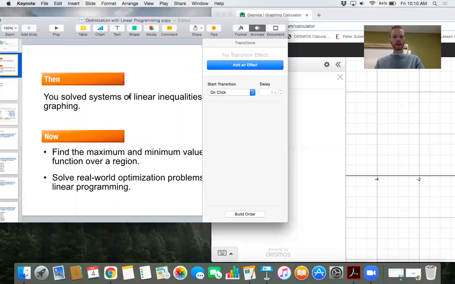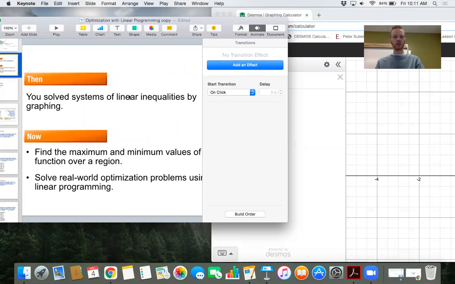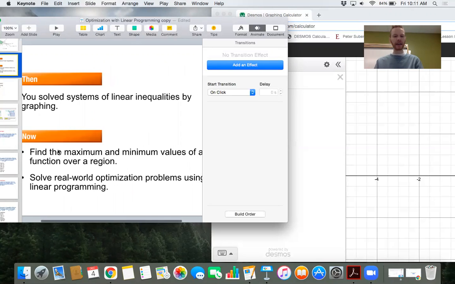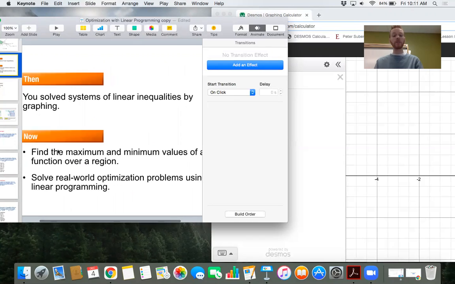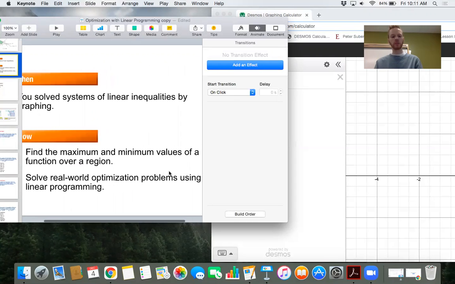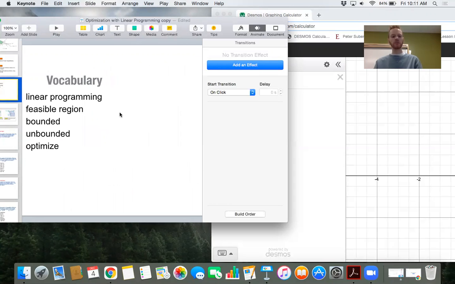So here we go. Back then, we solved systems of linear inequalities by graphing. That was the previous lesson. Today, and this is part one, we're going to find the max and min values of a function over a region. Part two, which will be a different video, will solve real-world optimization problems using linear programming. Here's some vocabulary. The reason it's called linear programming is that we're only dealing with linear functions. We're not dealing with parabolas, cubics, quartics or anything like that.